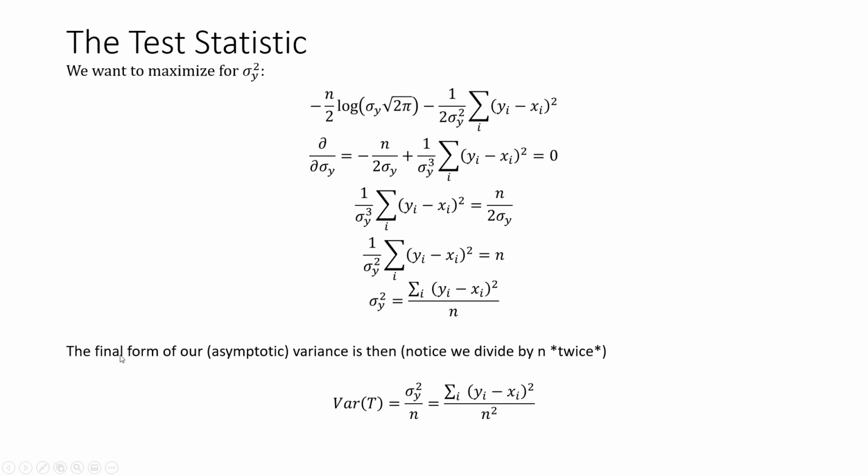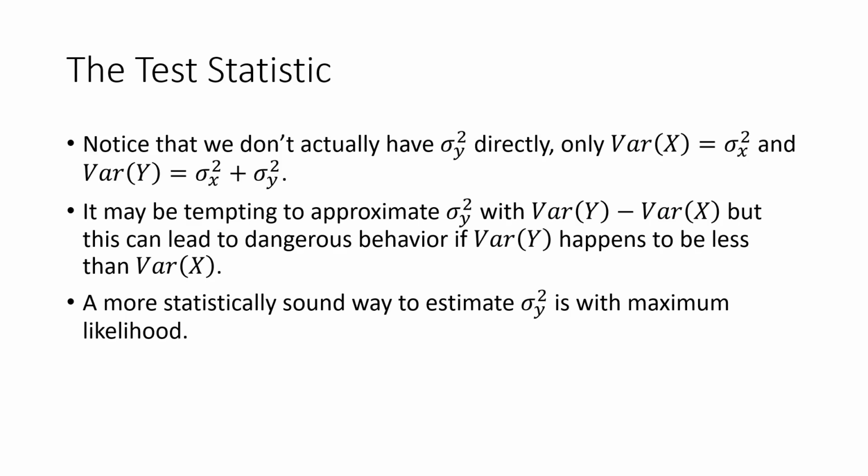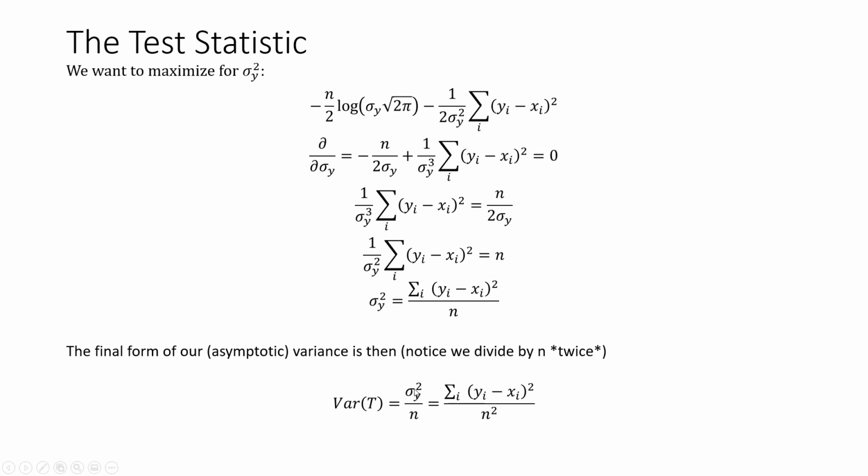So the final form of our asymptotic variance is, and notice that we divide by n twice because our variance from a couple slides ago is sigma y squared over n, but sigma y squared itself is also over n. So we divide by n twice, which leads to n squared being in the denominator. So we get the sum of yi minus xi squared over n squared, because we are dividing by n twice.